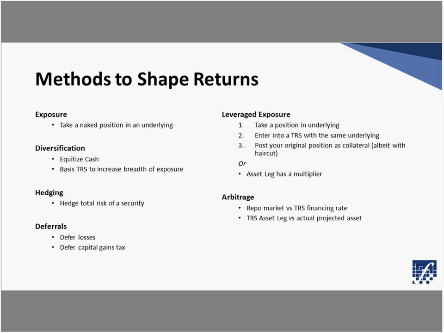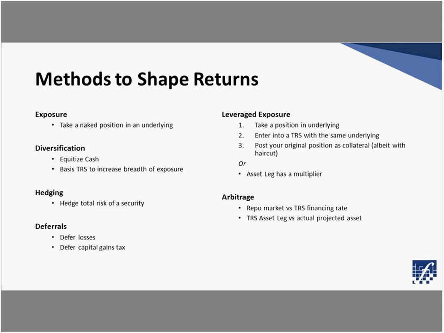One would be you take a position in the underlying, in the capital market, you enter into a total return swap referencing that same underlying, and post the original cash position as collateral. You're going to be subject to a haircut, but that mitigates your collateral requirements and then bumps up your return by how much the notional is in the total return swap.